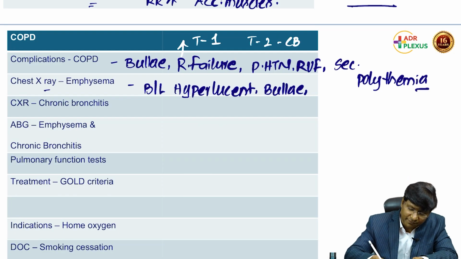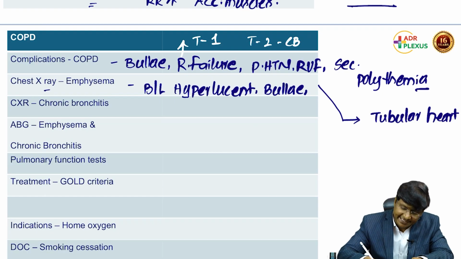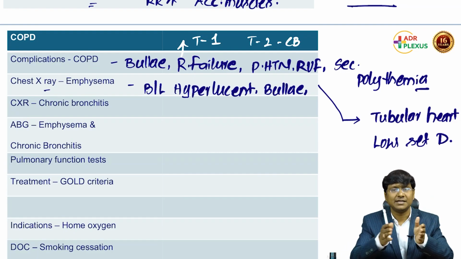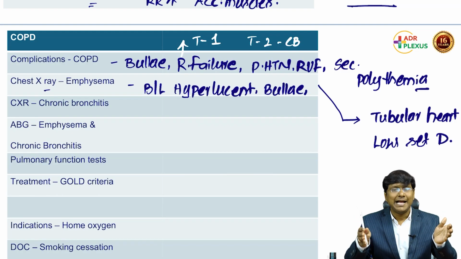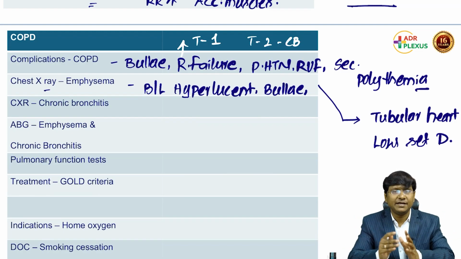And if you take the shape of the heart, it will be a tubular heart, right? So this will be the tubular heart. That is what you will observe, okay? And if you take the diaphragm, it will be a low set diaphragm. Why will there be a low set diaphragm? Because the lungs are abnormally, irreversibly dilated, and these dilated lungs will push the diaphragm down, and that will give rise to a low set diaphragm.